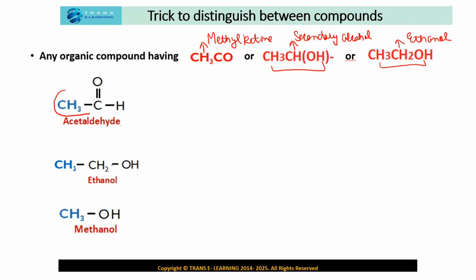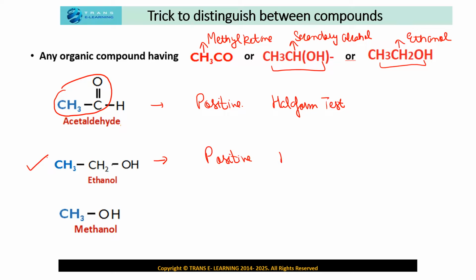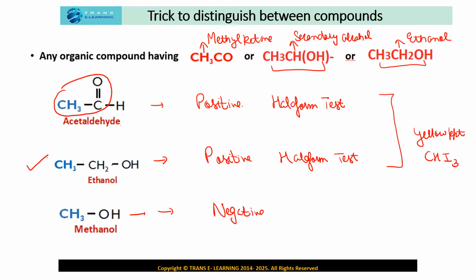For example, in acetaldehyde, yes, it is a methyl ketone, so it is going to give you a positive haloform test. Then ethanol, yes, it is going to give you a positive haloform test. It is going to form the yellow precipitate. These two compounds will form the yellow precipitate of iodoform. Methanol, no, because it is neither a methyl ketone, it is not a ketone, it is an alcohol. Neither is it a secondary alcohol, nor is it ethanol. So it is going to give you a negative haloform test.